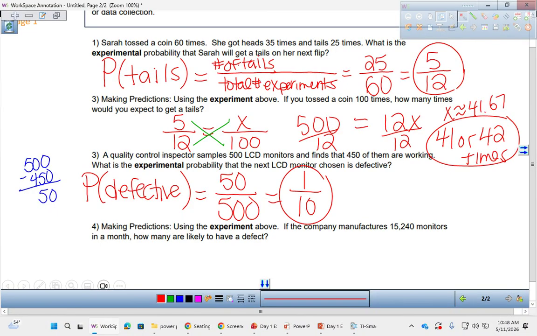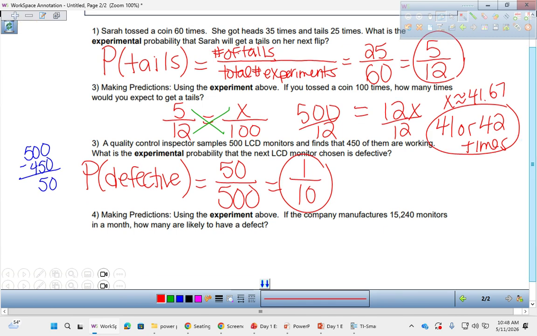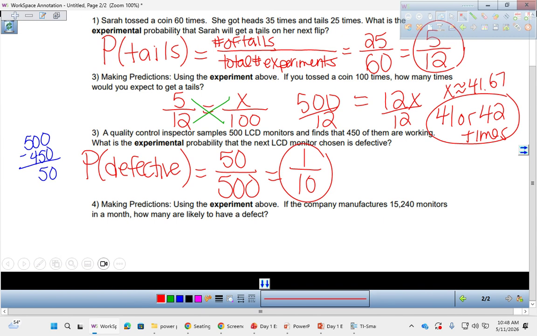All right, and then it says making predictions. Using the experiment above, using their data. If the company manufactures 15,240 monitors in a month, how many are likely to be defective? So I'm going to take the number that are defective, 1 out of every 10, and I'm going to create a proportion with this new total. 15,240 monitors is all of them. It's a total, so I want to put it in the bottom. The totals always go to the bottom.